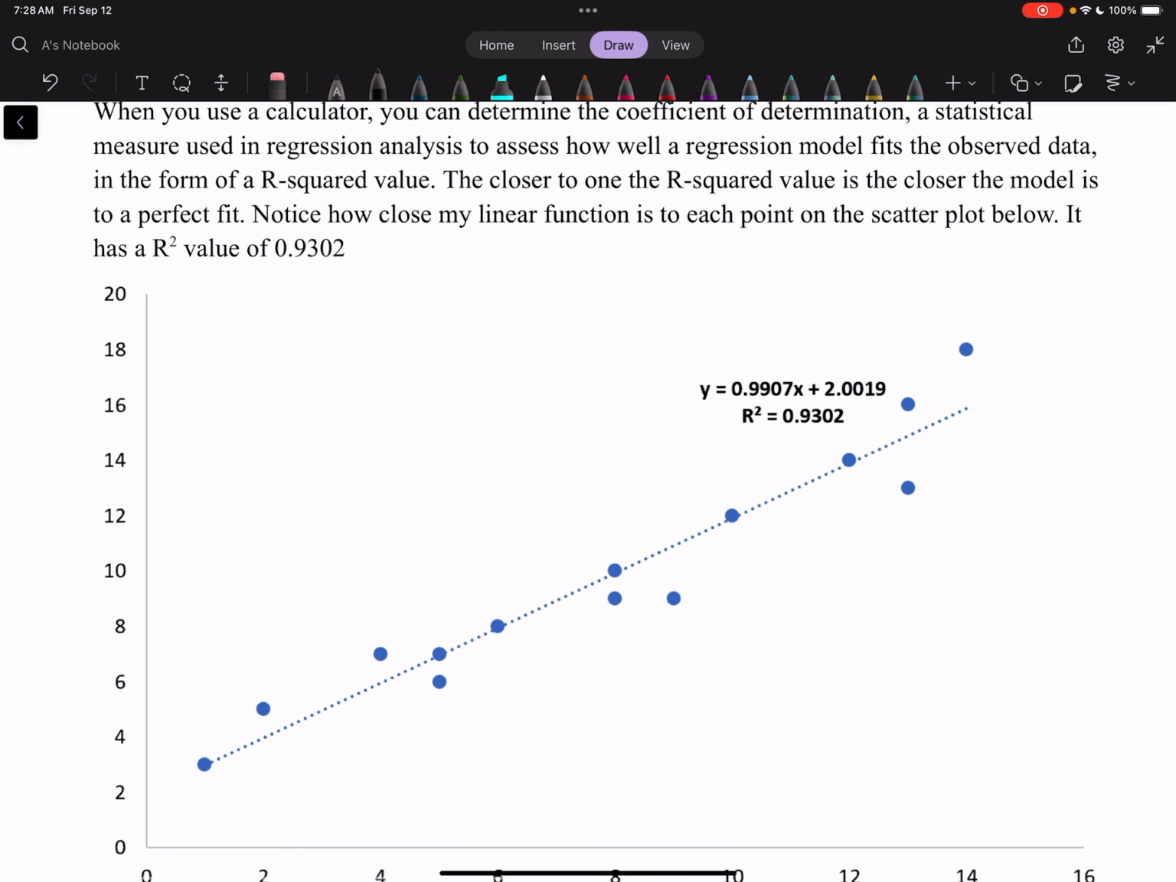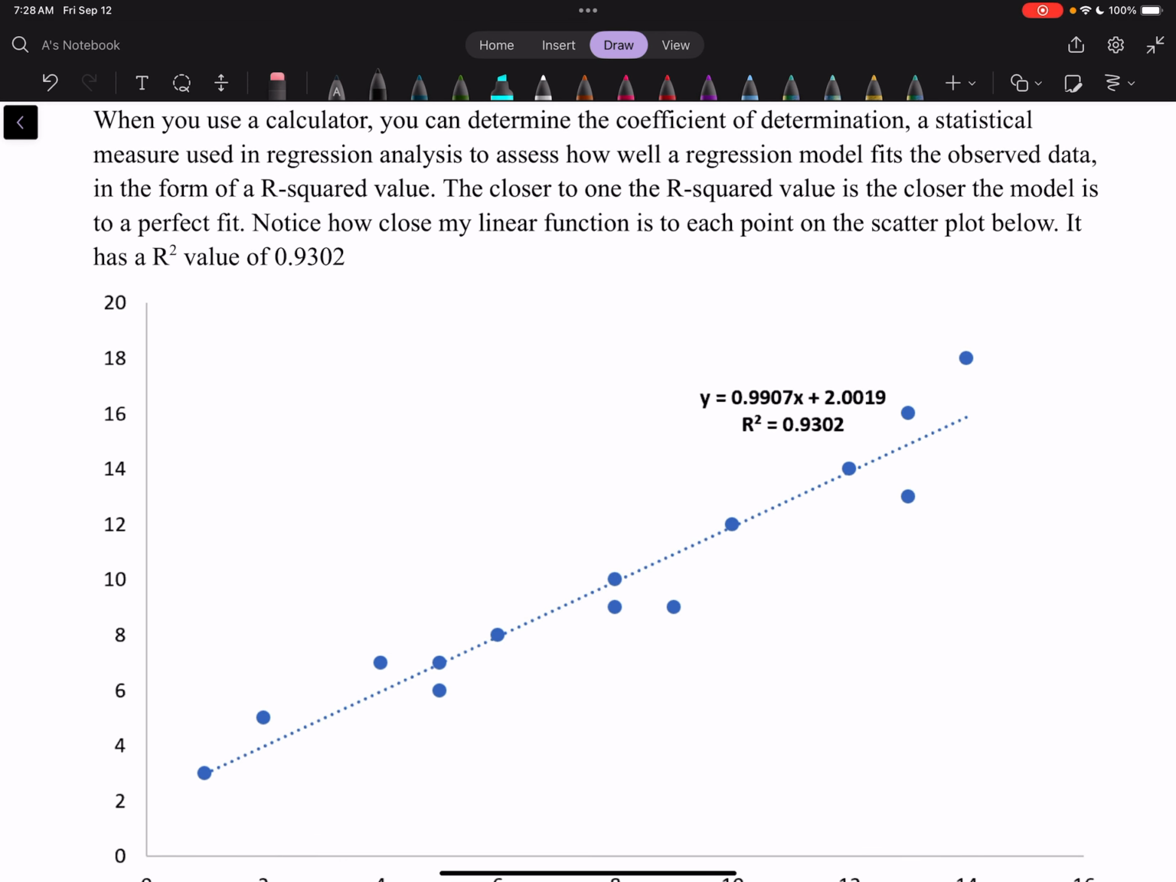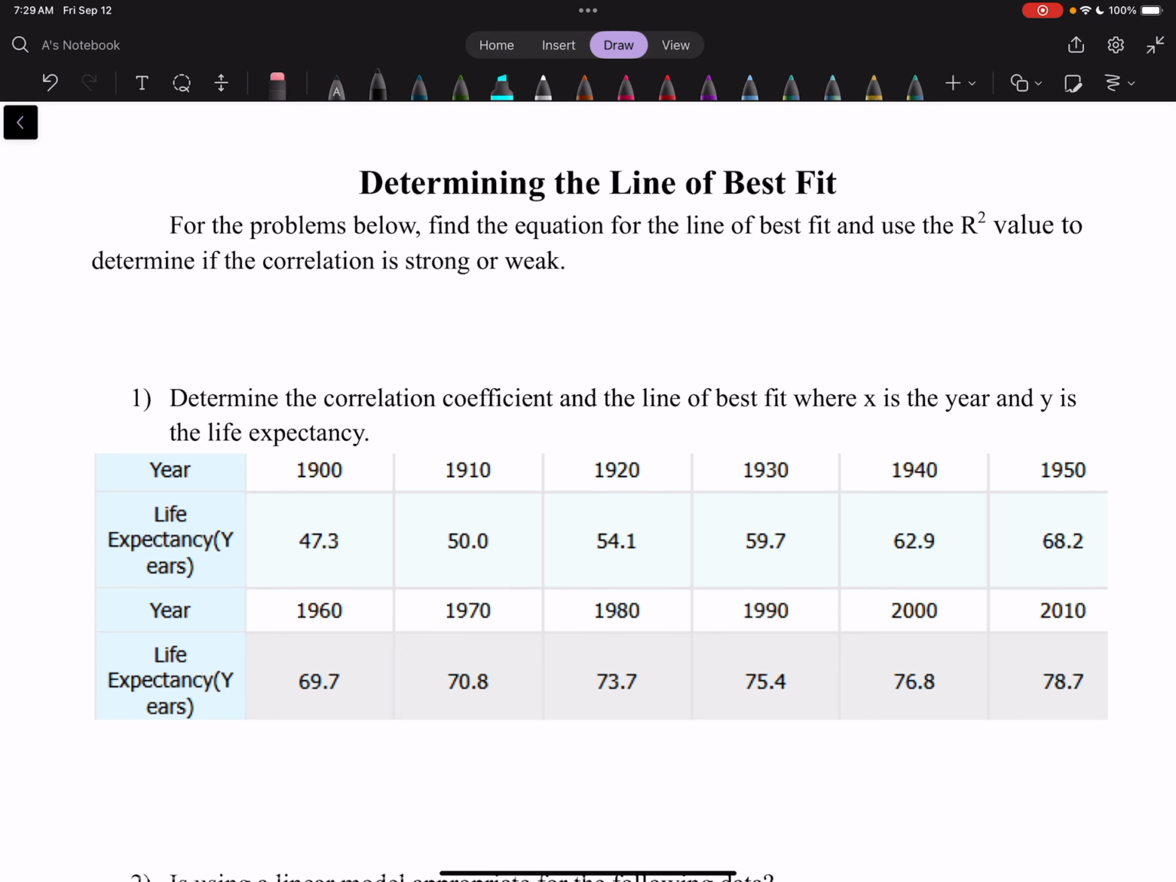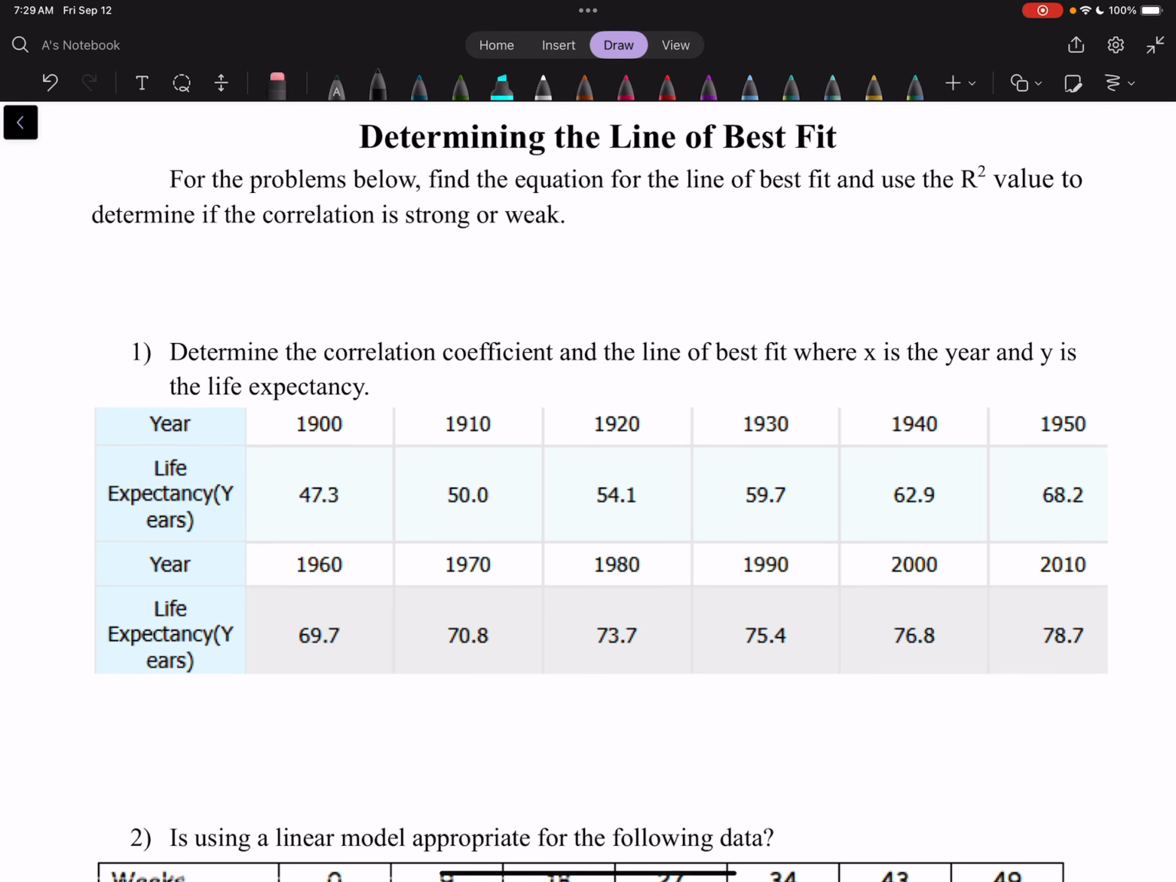Using a calculator, you can determine that line of best fit. To figure out how close this is to the line, how strong this correlation is, you look at the R squared value. Now, R is the distance, the average distance of your points from the line. R squared is that correlation. Desmos will do that for you, and I'll show you how shortly.